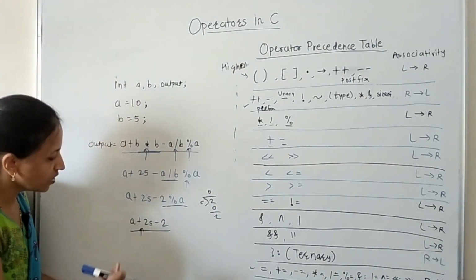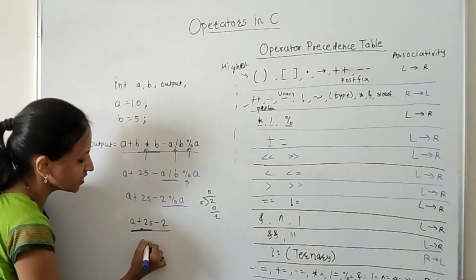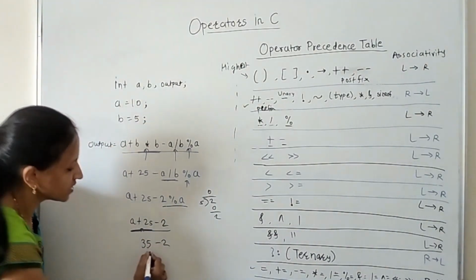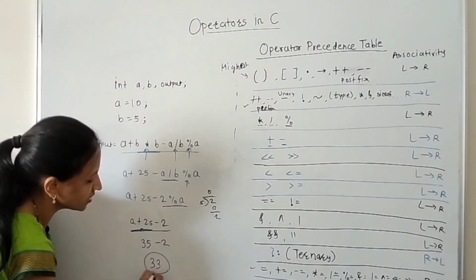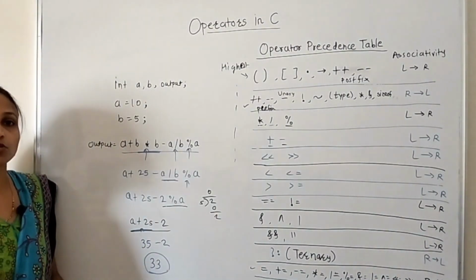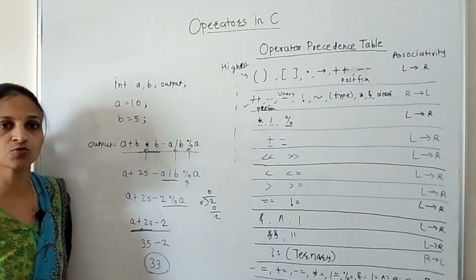Now how? See, a plus 25, a has value 10, so 10 plus 25 is 35, and then minus 2. Now only one operator is there, that's why you will get result 33 in the output. This is how to evaluate any expression using this precedence and associativity table.